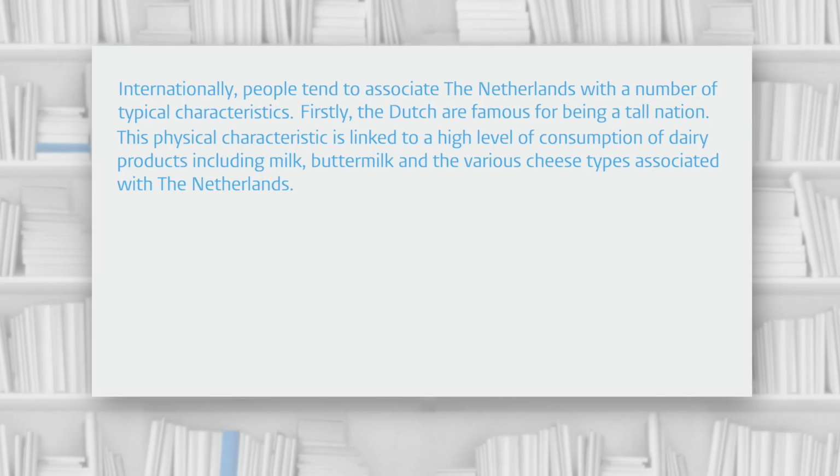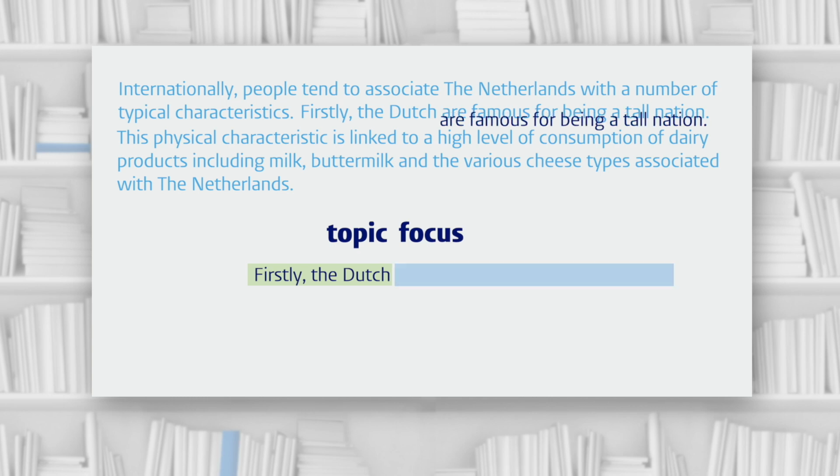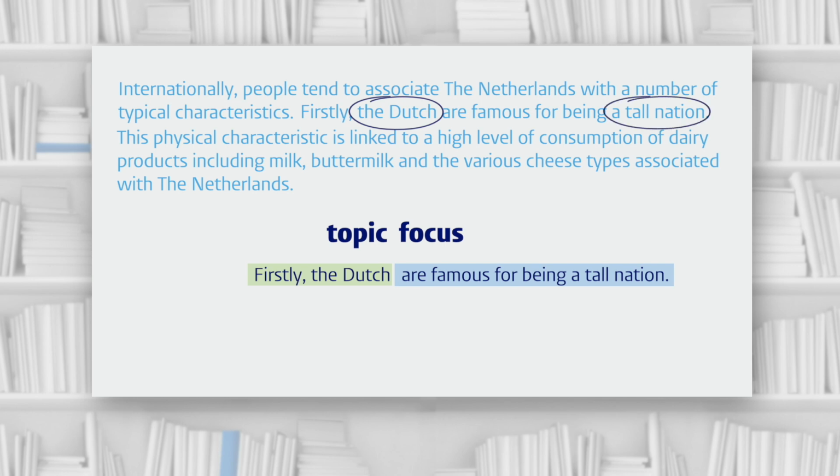Now, to figure out how we might connect sentences like these, we first need to look at what the different parts of the sentences actually do. Each of these sentences can be split into the topic at the beginning, which tells the reader what we're talking about, and the focus, which adds any relevant or new information about the topic. So the topic of the first sentence is the Dutch, and the information we're adding, the focus, is that they're quite tall. As you can see, the focus of the first sentence, a tall nation, links up with the topic of the second sentence, this physical characteristic.